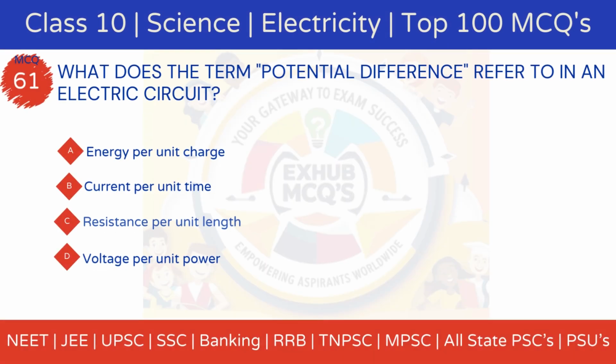MCQ 61. What does the term potential difference refer to in an electric circuit? Option A, energy per unit charge. Option B, current per unit time. Option C, resistance per unit length. Option D, voltage per unit power.